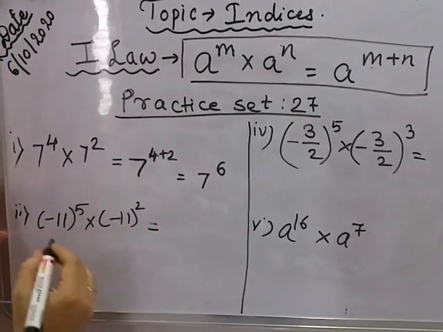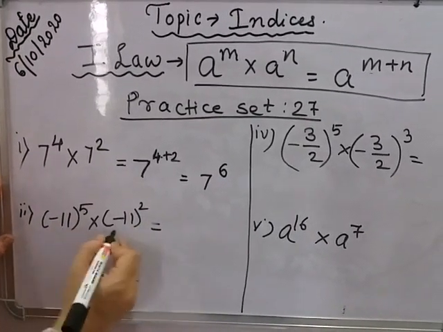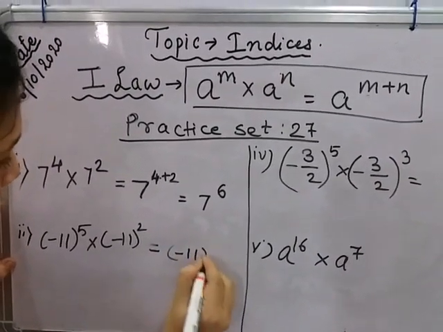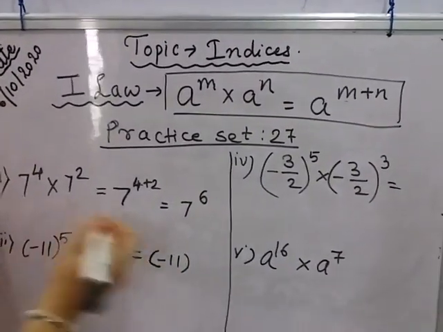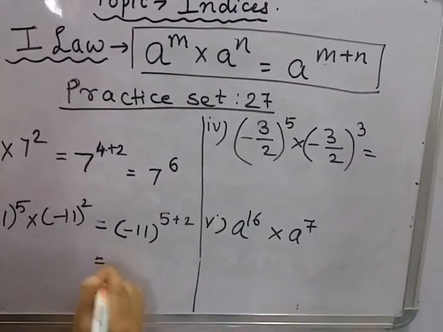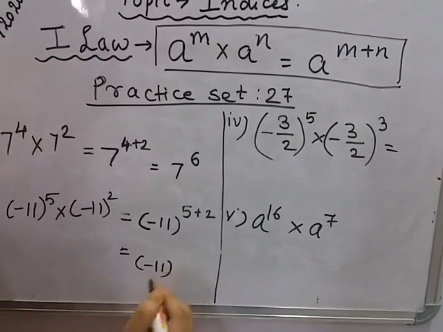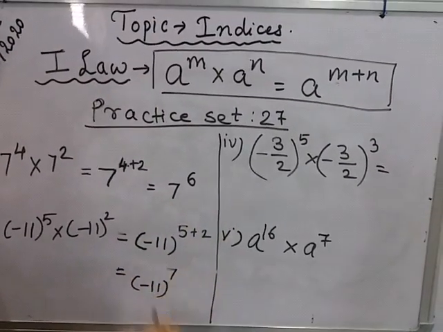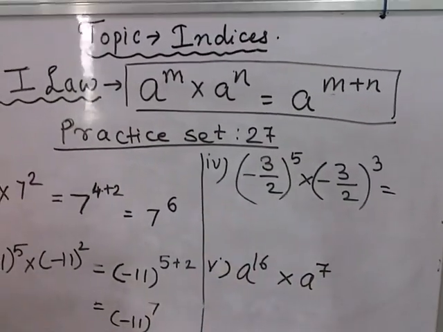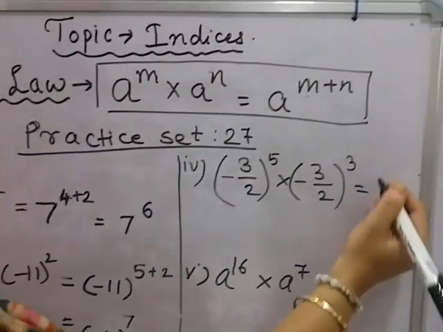Now let's take the second example. Here again the bases are same. What is the base? 11. And what are the index? 5. So just add the index. So we are going to get the answer negative 11 raised to 7. Now let's take the next one. Here we will do it directly. You can do it even in two steps or you can do it directly also.